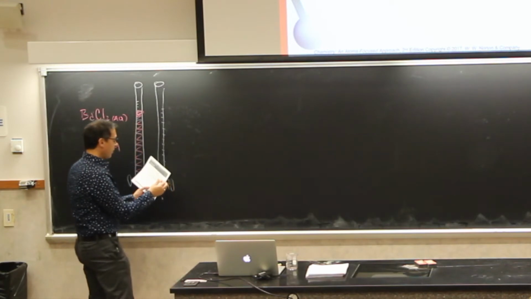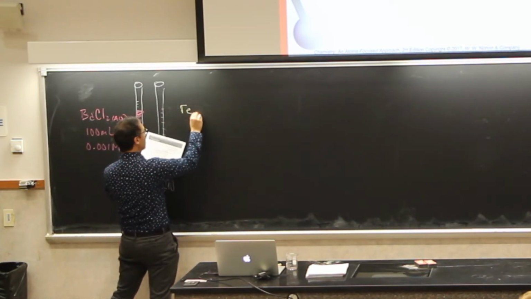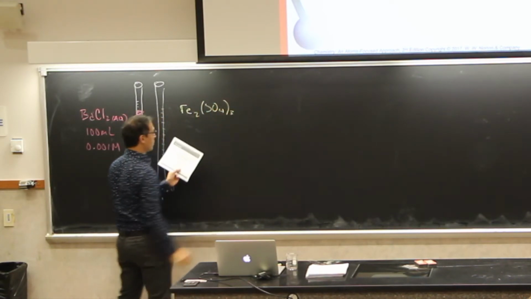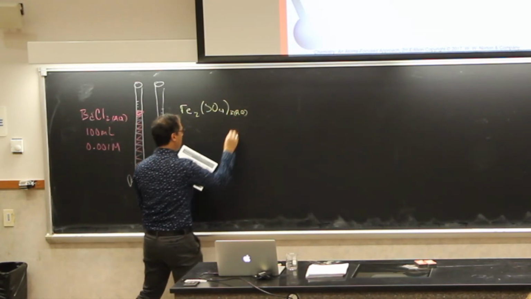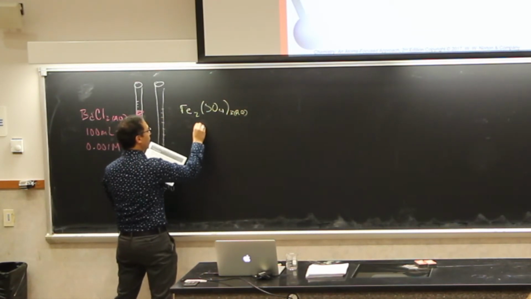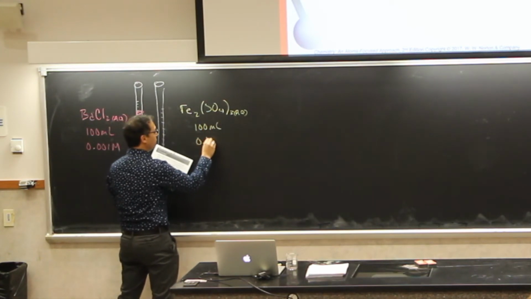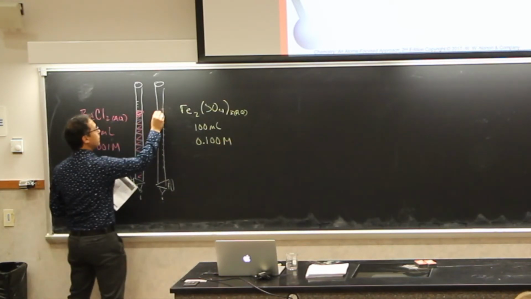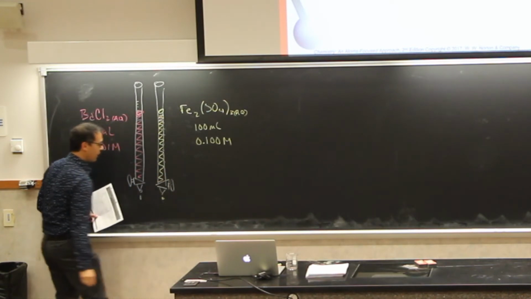And in this one here, we've got iron sulfate. So iron, Fe2(SO4)3, iron 3 sulfate. This is aqueous. And let's see, we have 100 milliliters of it at 0.100 molar. Okay, so it's going to drip out.